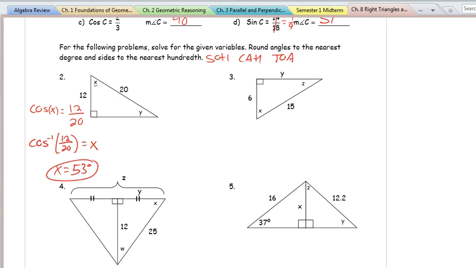Okay, now y, we're going to do the same kind of idea. And the nice part is, if we know this is 53 degrees, we don't actually have to use trig to find y. So what we can do here is 180 minus 90 minus 53, and our leftover is going to be 37 degrees, and there's y.